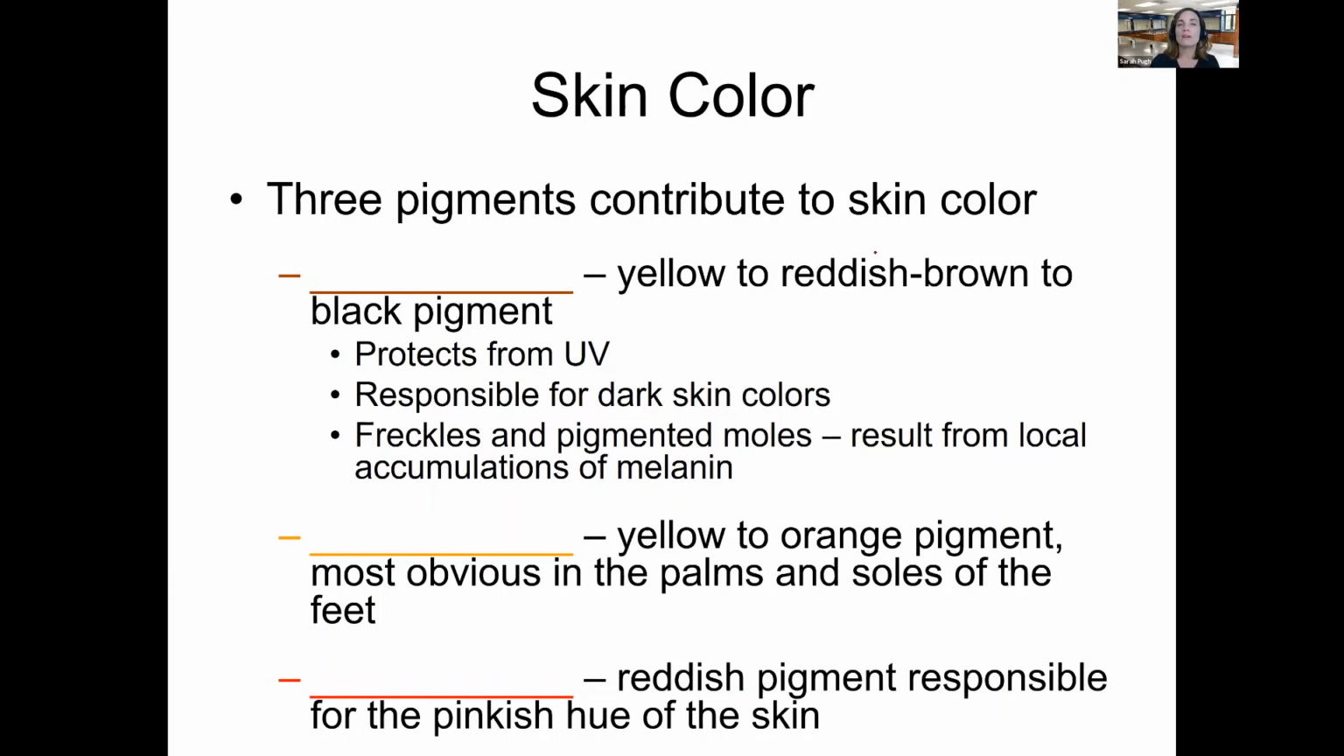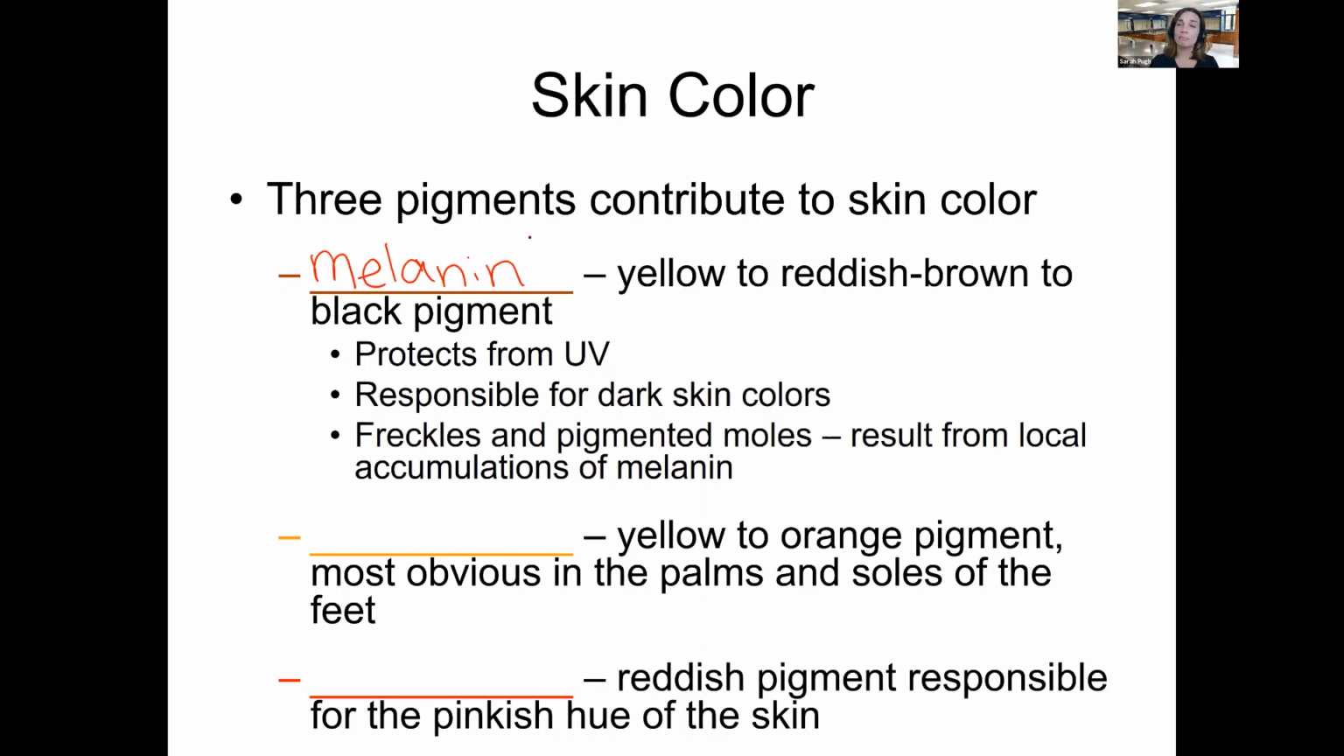So there are 3 pigments that I'm going to talk about that contribute to skin color. The first one is one I have already mentioned, and that is melanin. Remember, this is made by melanocytes. This is put in vesicles called melanosomes. This gets taken up by keratinocytes. It protects your cells from UV rays. Melanin also gives your skin a color.